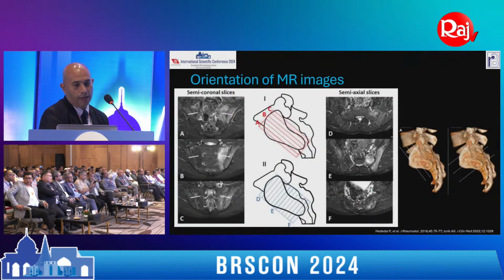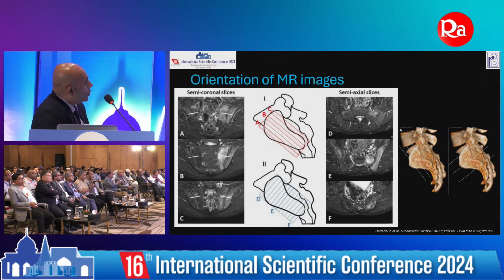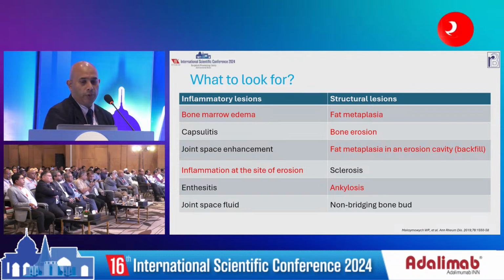The reason I'll come to in a bit. So that's the orientation I was talking to you about. So we have the semi-coronal and semi-axial. And now, what to look for? We generally look for bone marrow edema in patients with inflammatory lesions and structural lesions.